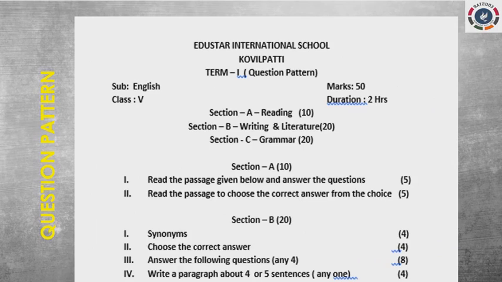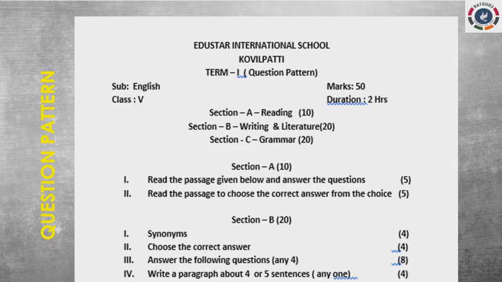Children, now we will see the question pattern for the term 1 exam. I have segregated this into three sections: section A, B and C. In section A, reading part, 10 marks; in section B, literature reader, I will ask 20 marks; and section C, grammar, 20 marks. Okay, so section A will be in general.